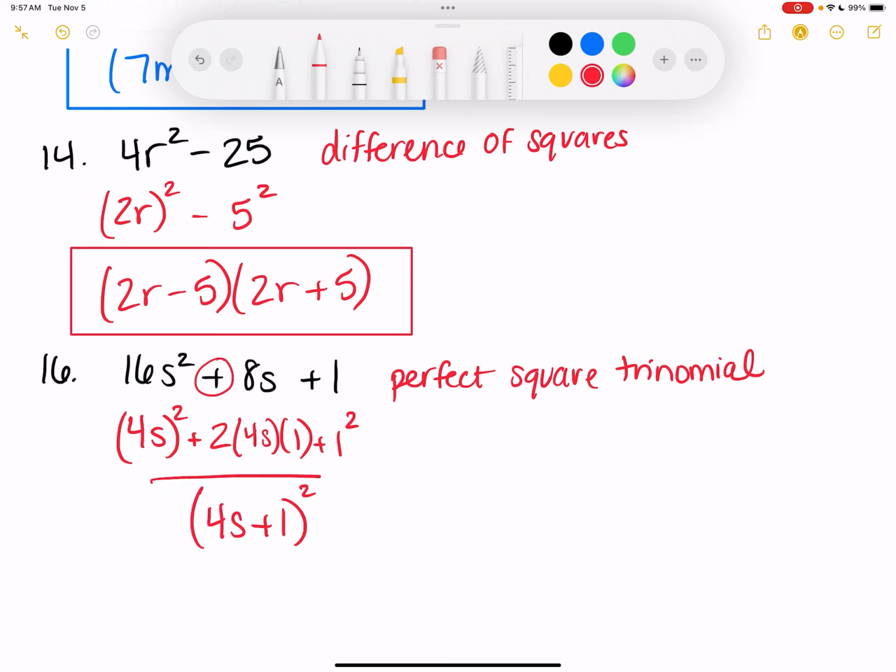Now what I don't like is when the middle is negative. Now, if you didn't recognize that this was a perfect square trinomial, you could have still done it the way that we did the first several that we did, and you'd get to the same end result. But I don't want you to write it like this.